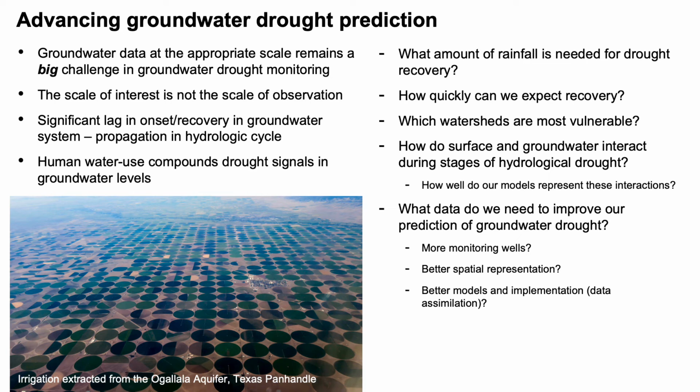Furthermore, we're interested in how hydrological drought affects the interactions between surface and groundwaters, since most groundwater is recharging surface waters. And what data can we develop to improve prediction of groundwater drought? We need more wells, better spatial representation in models and satellite data, or a better way to implement these models using data assimilation.